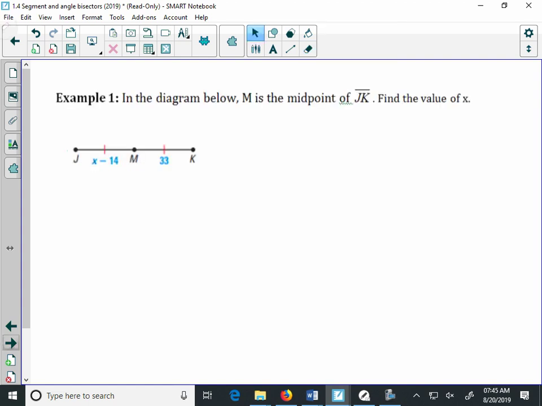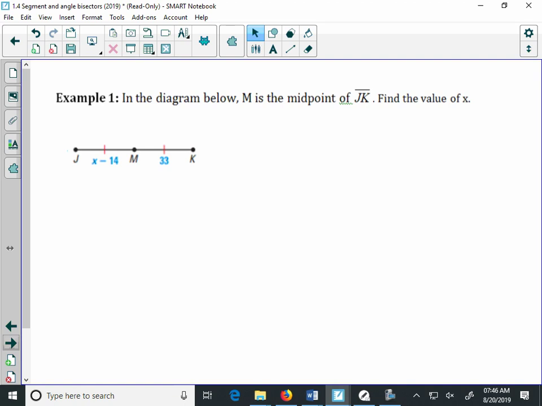So if we take a look at this first example in the diagram below, M is the midpoint of JK. Find the value of X. So this is what a line of geometry looks like: you're given a diagram and some info. We are told that M is the midpoint of JK, and we're told to find the value of X. This happens a lot in geometry. You have to take what you know about what you're given to set up an equation and solve.